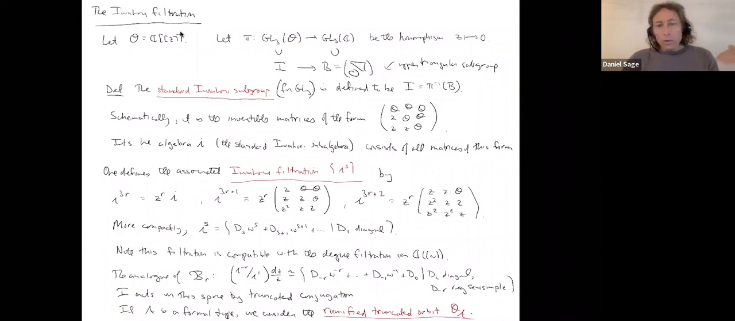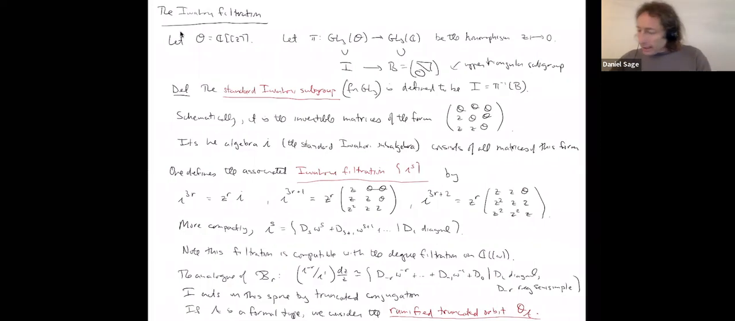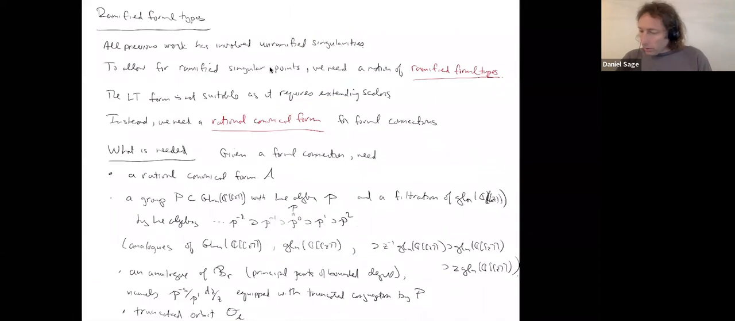So for maximally ramified connections, I want to explain, I have this list of what is needed. Well, I now want to explain how you get these things. I've already told you what the rational canonical form is.